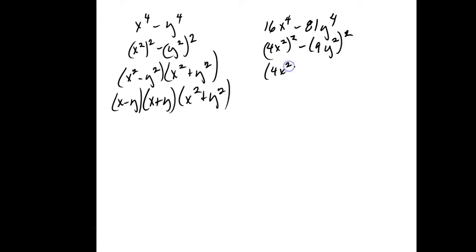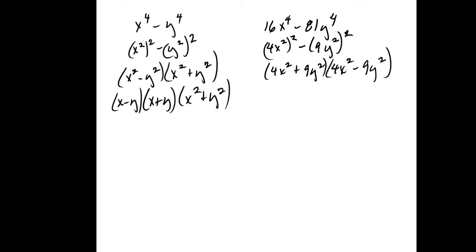4x squared plus 9y squared times 4x squared minus 9y squared. Are you through? Why not? The second factor is, again, difference of two perfect squares. So what do we do first? Oh, how about that first one? Can we factor it?